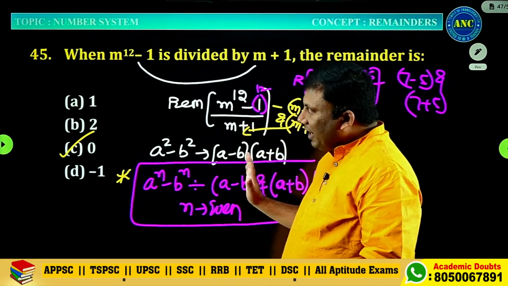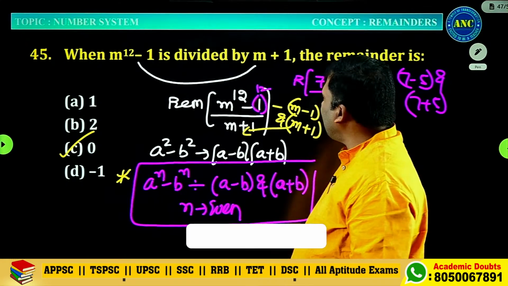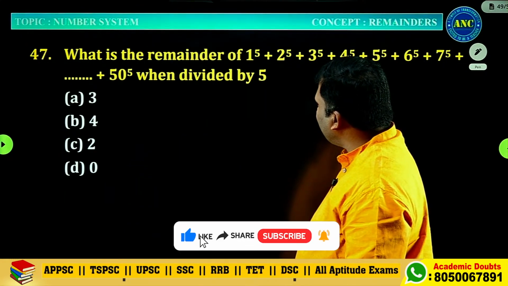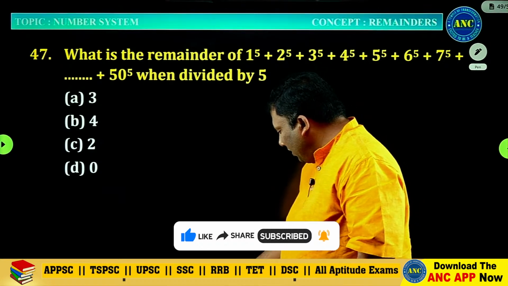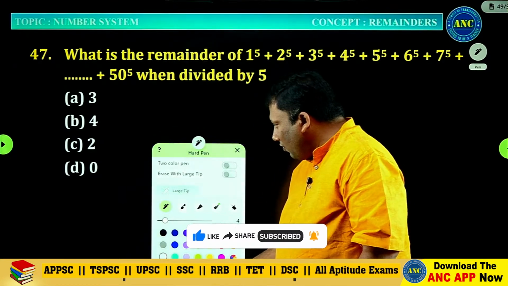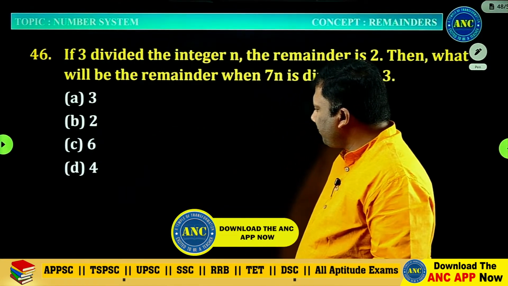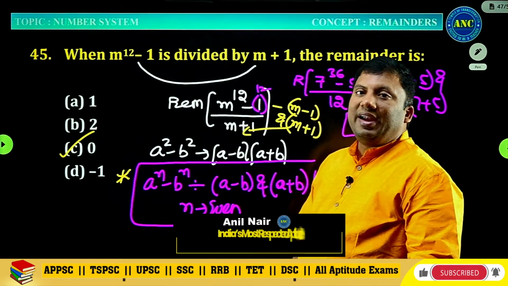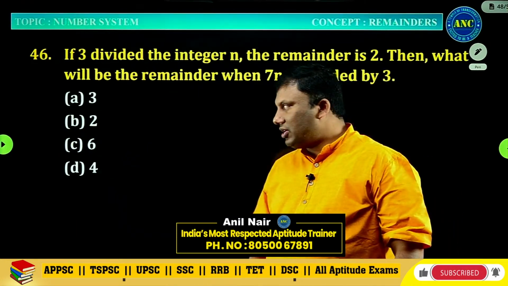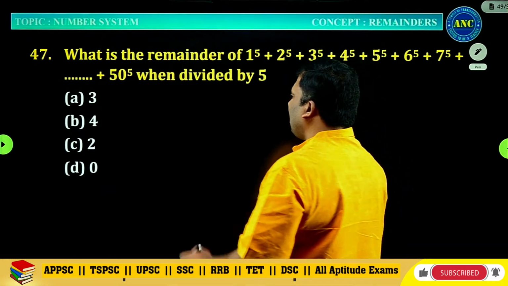I hope the idea is very much clear. Now, are there any other questions? Let us see. Please write down another note. We discussed a^n minus b^n when n is an even number. Now the concept for when n is an odd number.